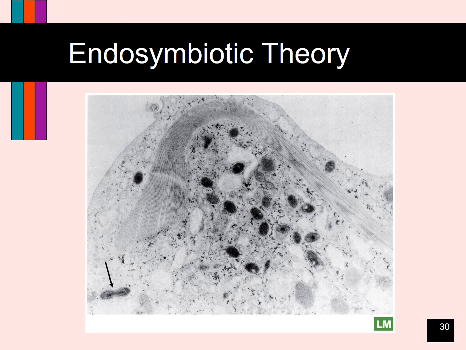I just want to talk briefly about the endosymbiotic theory. The endosymbiotic theory is really interesting. And at the beginning of this lecture, we were talking about comparing and contrasting eukaryotes with prokaryotes. And we mentioned that in eukaryotes, there was extranuclear DNA in the mitochondria and also in chloroplasts.